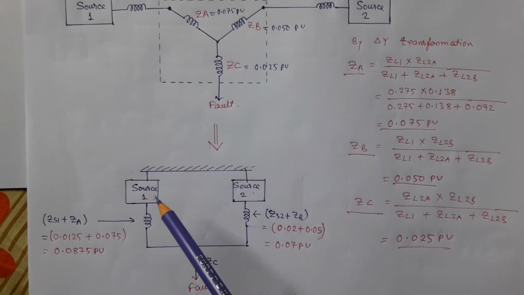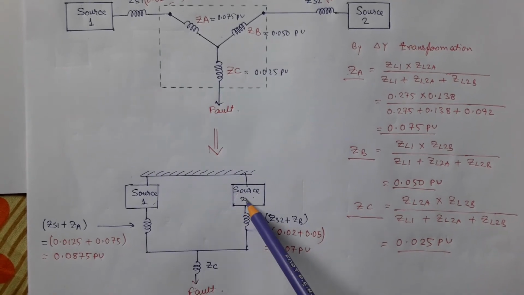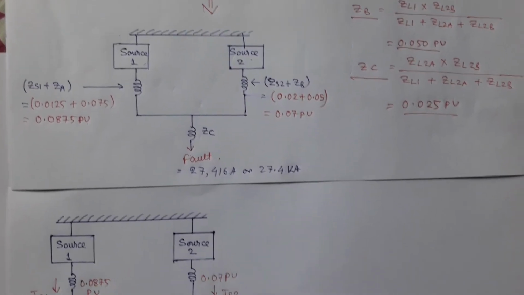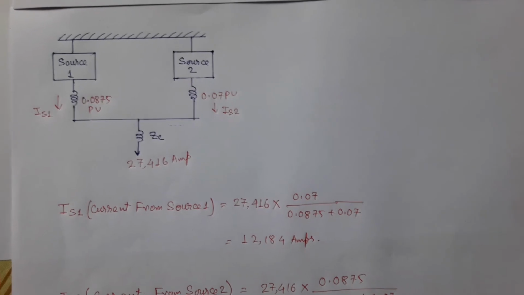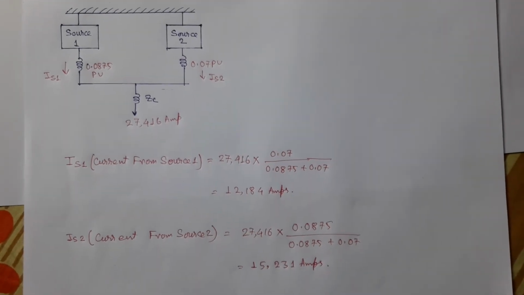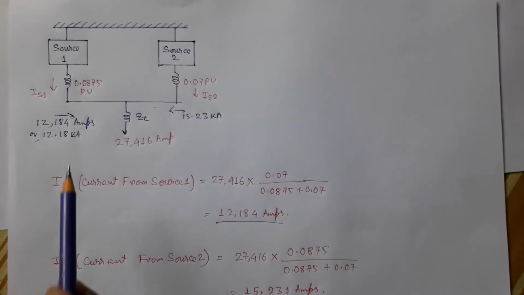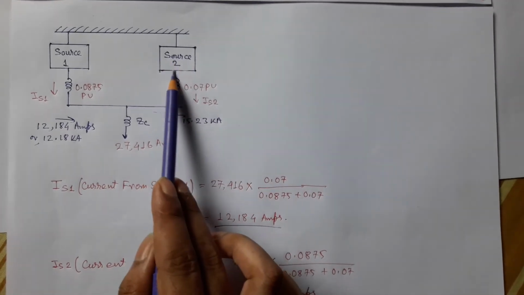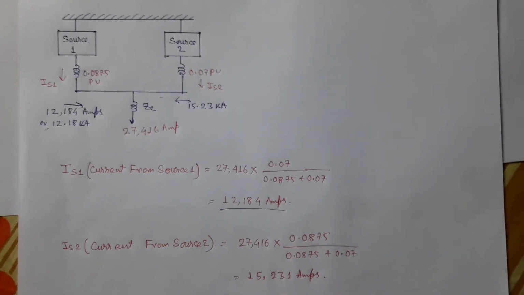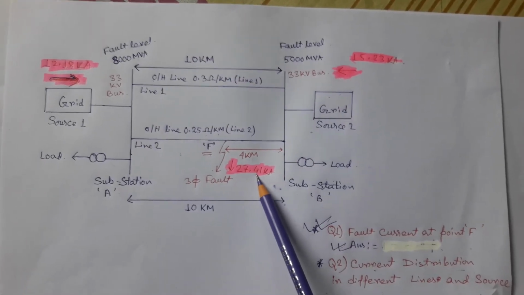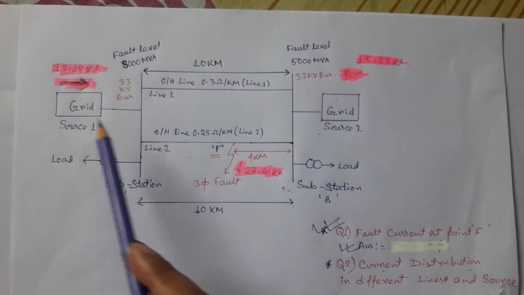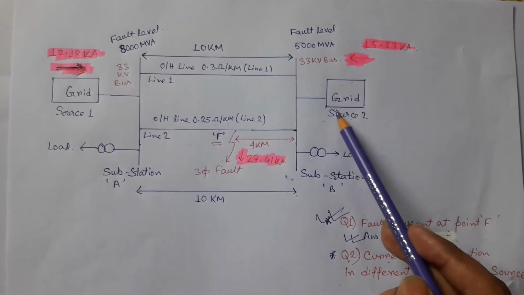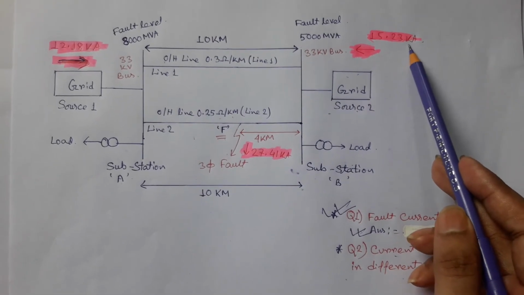But what is the contribution of source 1 and what is the contribution of source 2? Now, as impedance of these two parallel paths are known, fault current sharing of source 1 and source 2 can be calculated by using current dividing rules. So fault current sharing of source 1 is 12.18 kiloampere, and sharing of fault current by source 2 is 15.23 kiloampere. For a fault current of 27.41 kiloampere at point F, fault current sharing of source 1 is 12.18 kiloampere, and of source 2 is 15.23 kiloampere.